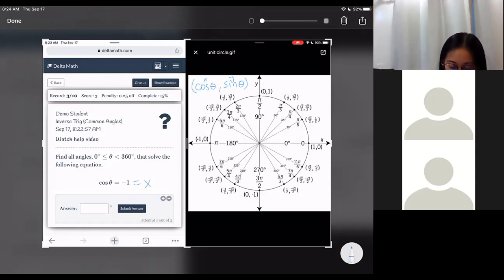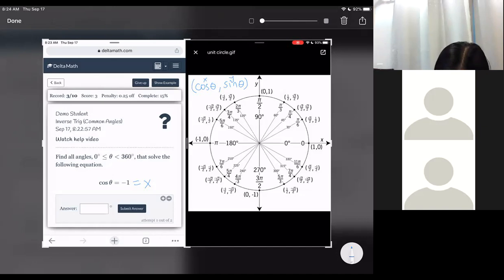Once again, our cosine is the x, our sine is the y. So if the problem says cosine of theta is -1, then we know that our x value is -1 because cosine is the x value. Anytime I cut out, you just need to tell me so I know I need to repeat, okay? I appreciate you guys, thank you.